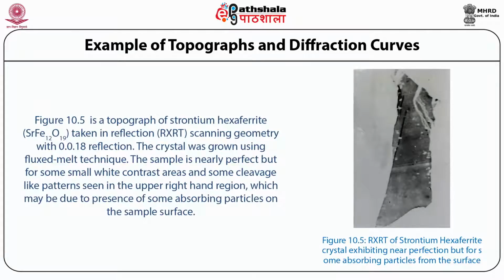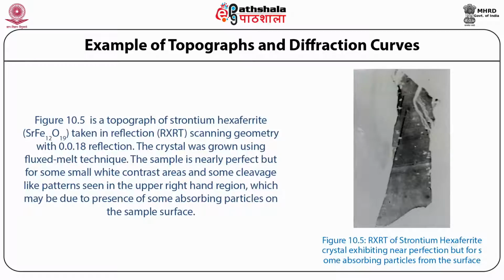Figure 10.5 is a topograph of strontium hexaferrite, whose chemical composition is SrFe12O19, taken in reflection, RXRT scanning geometry with 0 0 18 reflection. The crystal was grown using the flux melt technique.